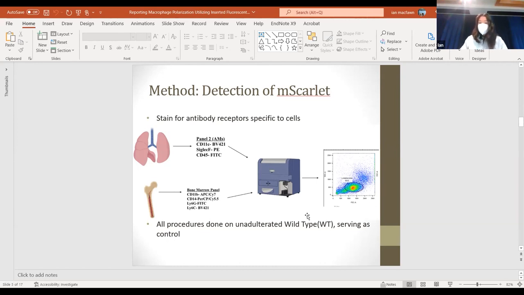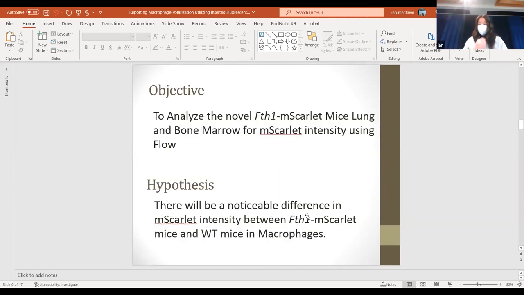So, just to reiterate, our objective is to analyze the novel FTH1 mScarlet mice, lung and bone marrow, for mScarlet intensity using FlowJo and flow cytometry. And my hypothesis is that there will be a noticeable difference in mScarlet intensity between FTH1 mScarlet mice and wild type mice in macrophages.